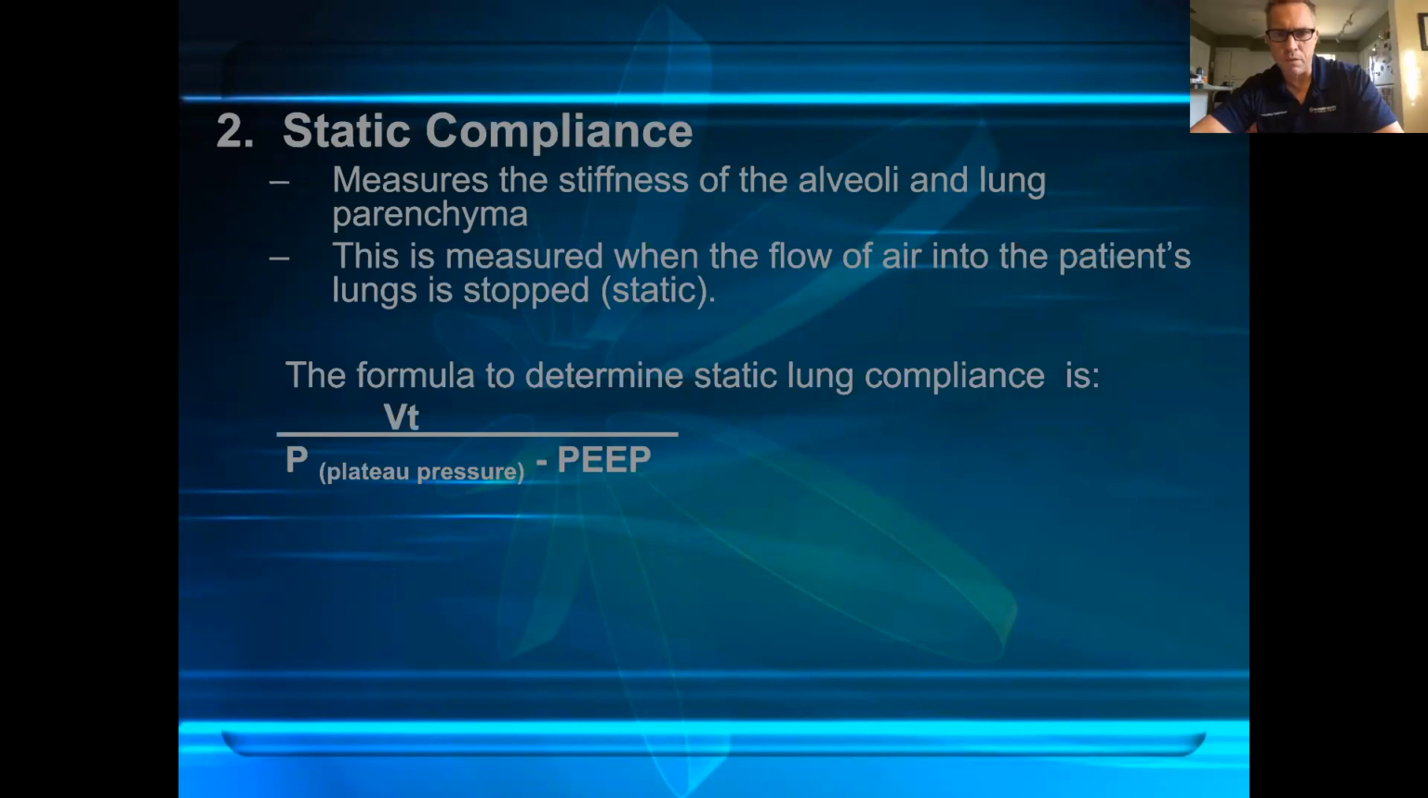Is there an abbreviation for plateau pressure? No. No abbreviation.